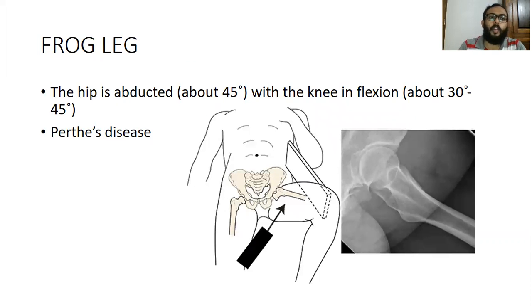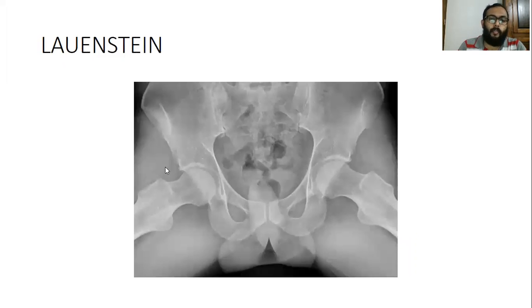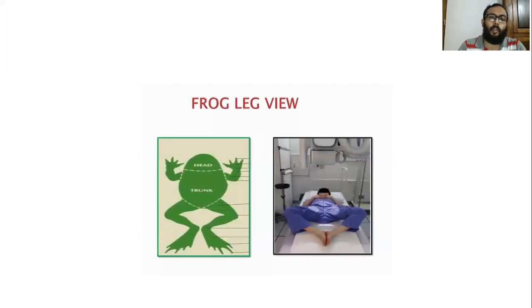And this is the frog-leg view, in which the affected hip is abducted to 45 degrees with the knee in flexion, and then the affected leg is supported on the contralateral knee. It is indicated in pathological conditions like Perthes disease, and here we can see the normal X-ray: acetabulum, femoral head, neck, greater trochanter, and then lesser trochanter. This is the frog-leg view. If we are taking a bilateral frog view, then it is called the Lauenstein view, which is also indicated in pathological conditions, and it should be avoided in acute injuries.